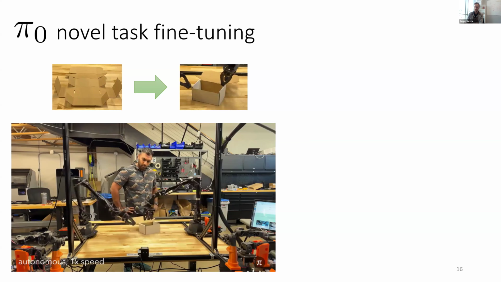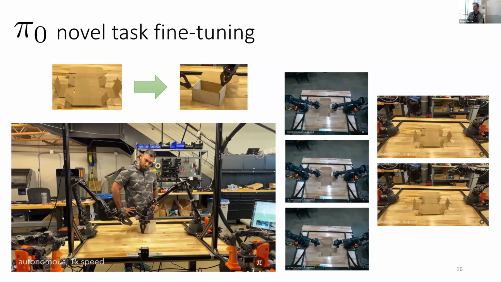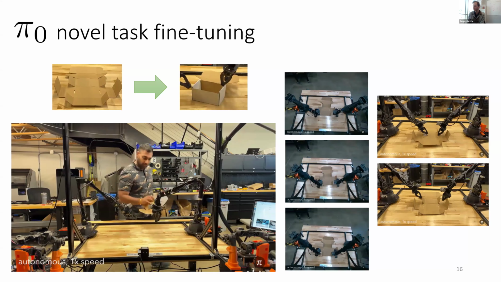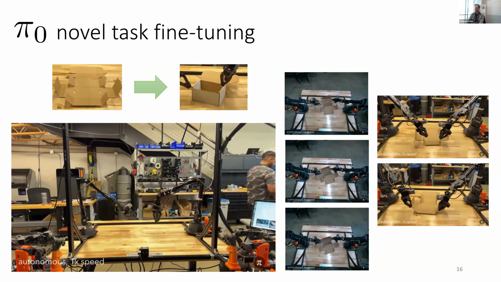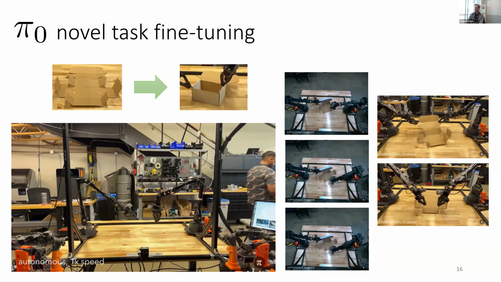So this is actually a very difficult task. And it works decently consistently. You can put the box in front of the robot, and with some variability in the position, variability in lighting and so on, it actually performs the task.